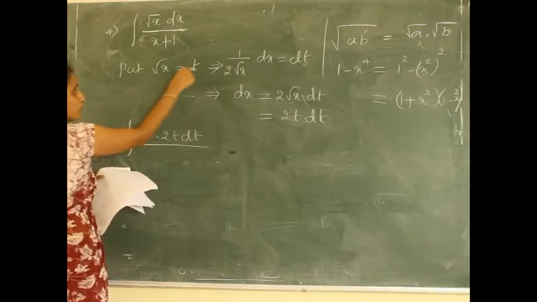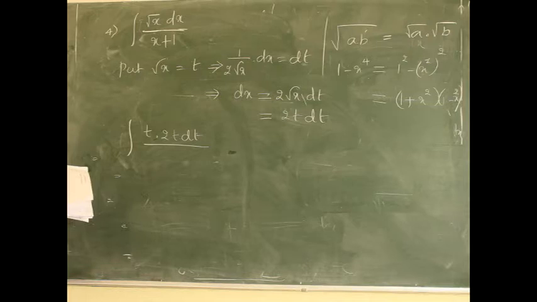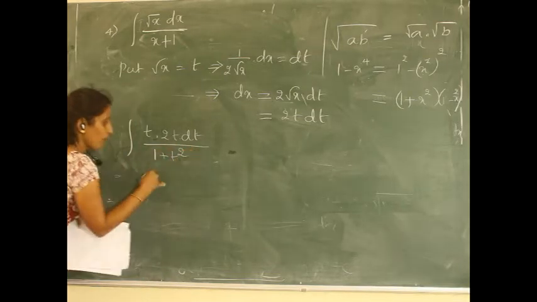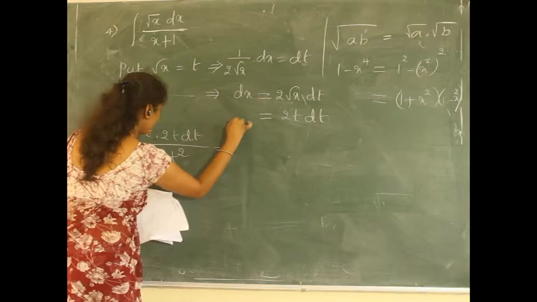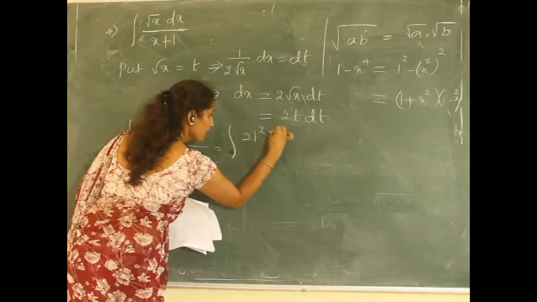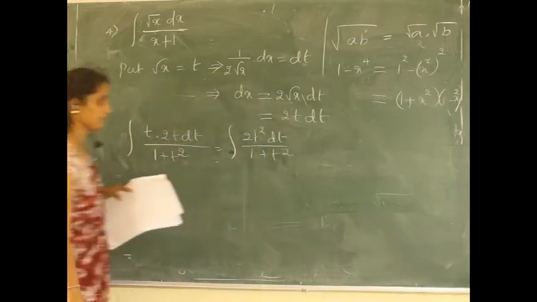Or when root x equal to t, then x is equal to t square. So we can write root x is t, into 2t dt divided by x is t square, or we can write it as 1 plus t square. Now the integral becomes integral of 2 is a constant, 2t square dt divided by 1 plus t square.